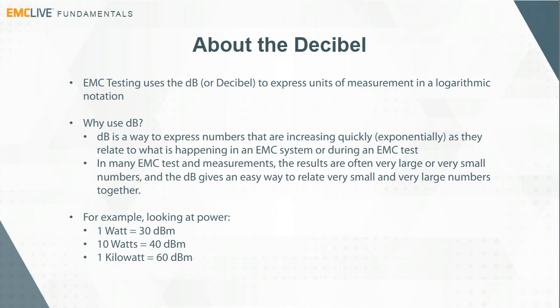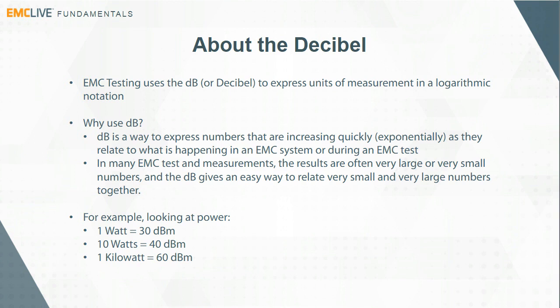So if we are looking at power, 1 watt is 30 dBm and 10 watts is 40 dBm. So we went from 1 watt to 10 watts in a matter of 10 dBm. However, if we add 20 dBm to that, we've increased it to 1 kilowatt. So in our measurements in this industry, EMC results are often very large numbers or very, very small numbers. So in the immunity world, we're usually hitting very large numbers. We're using kilowatts of power, or at least hundreds of watts of power.